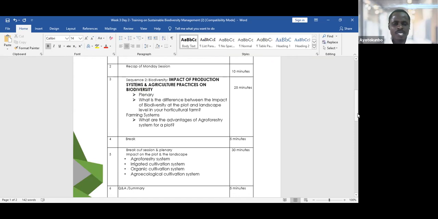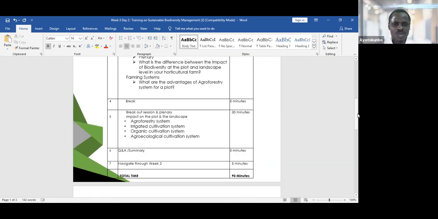Then we're going to give room for questions and answers, and allow me to also do the summary. Then from there, we'll proceed to the navigation through week 3, what we all are expected to do in the course of this week. And probably we may need to check through week 2, as some of us have not completed our assignment. With this, I want to welcome you to today's live session.